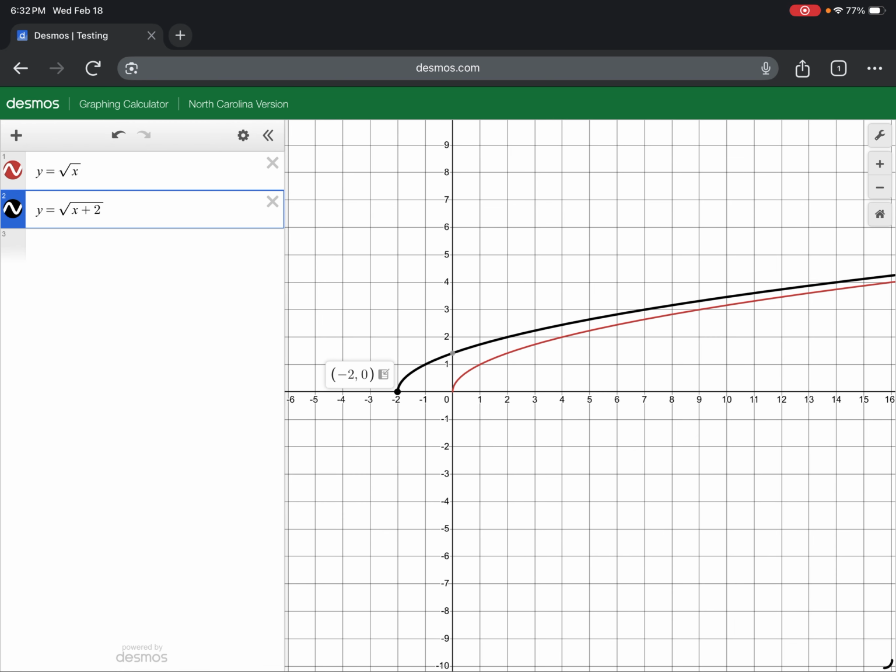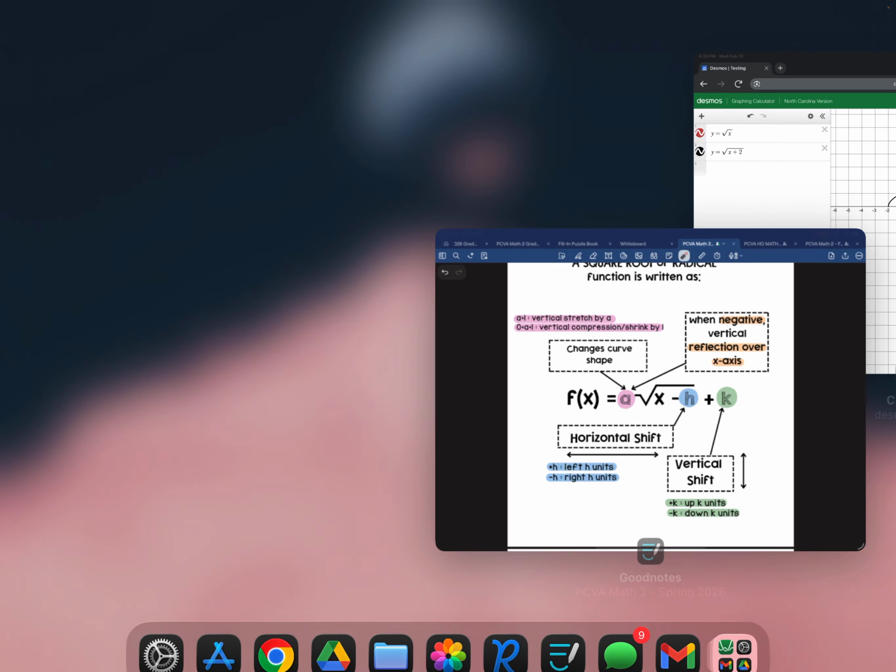So you always got to think about what's in the side with x is crazy. So always think opposite. So if I have plus 2, that means I'm going to the right 2 units. If I have minus 2, that means I'm going to the left 2 units. So just keep that in mind.